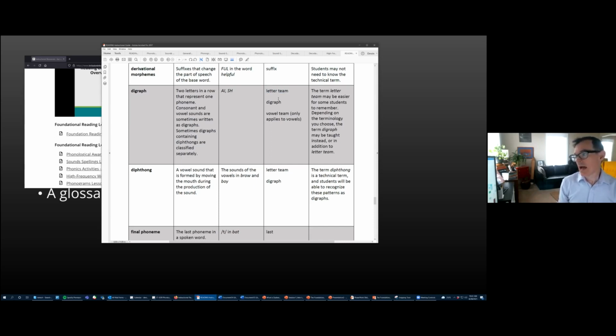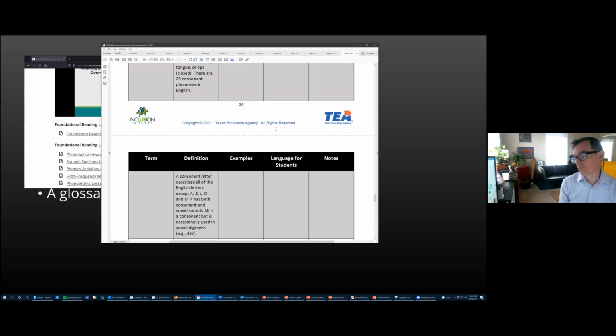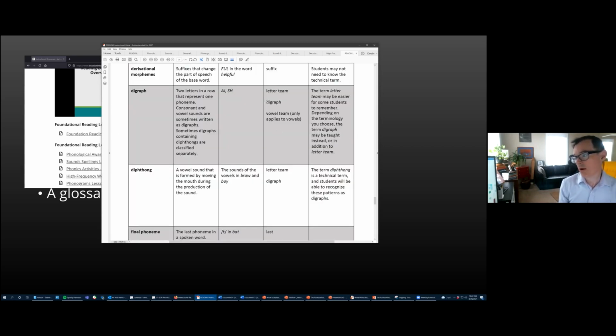So again, I use the word letter team rather than digraph with students, but we also did put in here that if you wanted to use the word for language for students, if you wanted to use the word digraph, that's okay. And that's what actually the state of Texas sort of requires, and that's also why this is here. So it's sort of your call, but I will tell you that I recommend letter team rather than digraph. I also use letter team rather than vowel team.